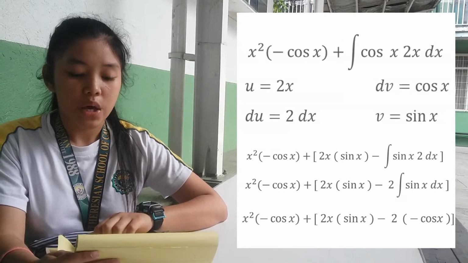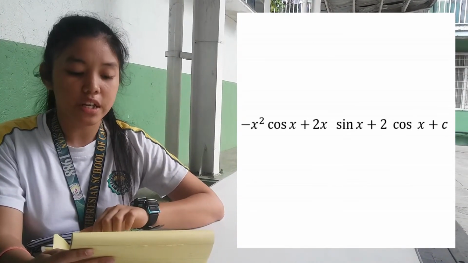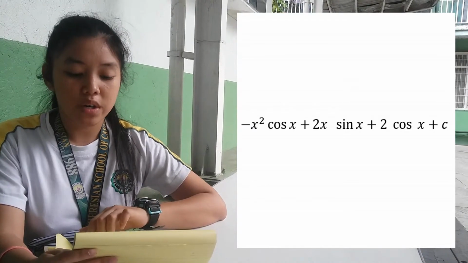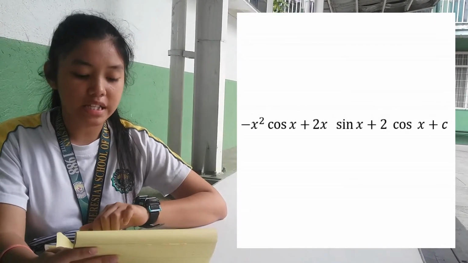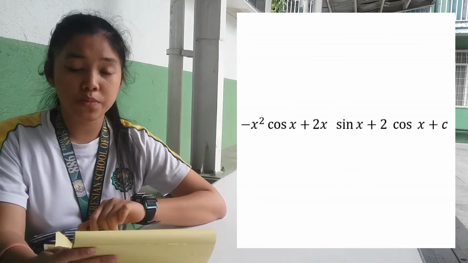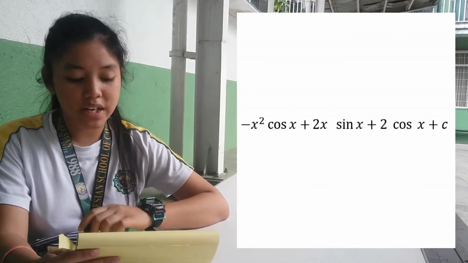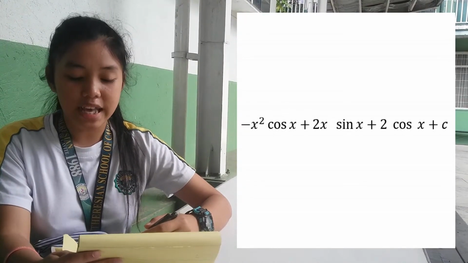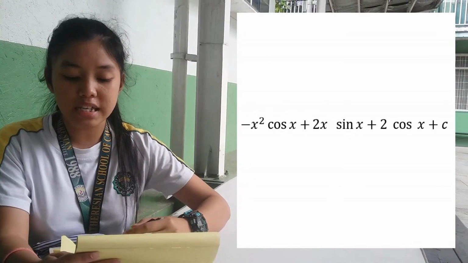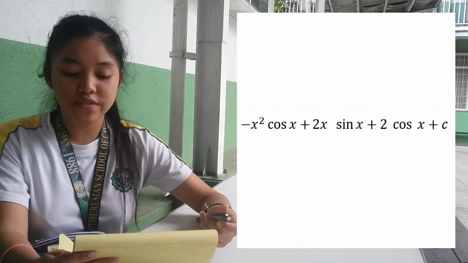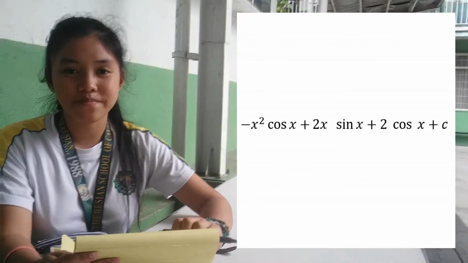So simplifying, we bring out the negative of cosine x right before x squared, which will make it negative. 2x sine x will stay the same. We're gonna bring out the negative of cosine x, multiplying it with the negative sign of negative 2, which will make it positive. So let me just write down our final answer, which is negative x squared cosine x plus 2x sine x plus 2 cosine x plus c. So there you have it. We're done and solved our problem.